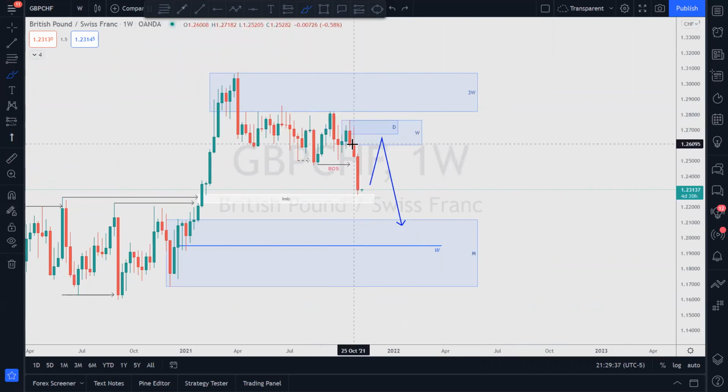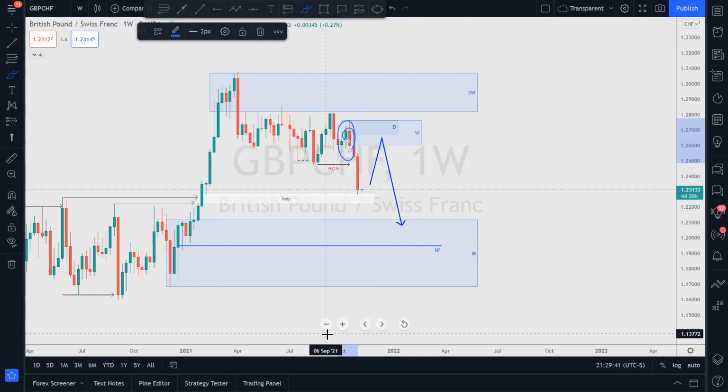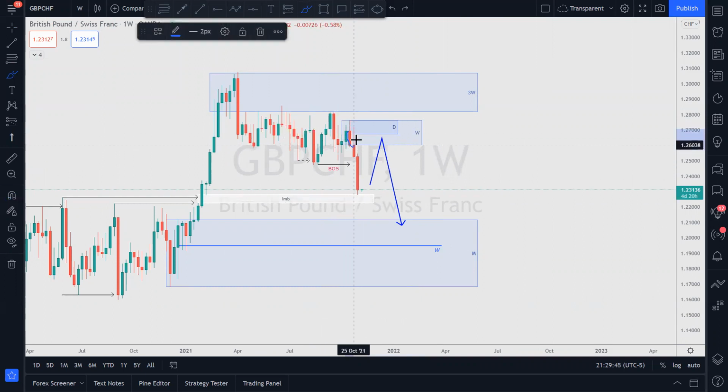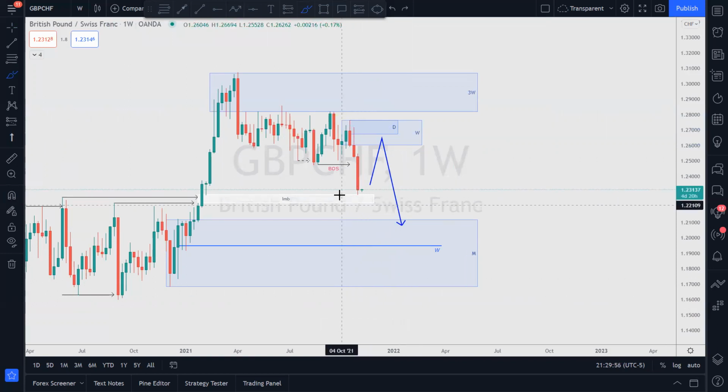All right. And we created another order block here. Look at that. And what do we expect? Price to mitigate that order block. And that's exactly what it did on the daily. The daily order block inside and dropped. All right. And what did we do?